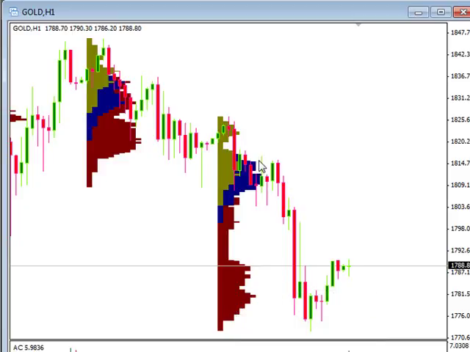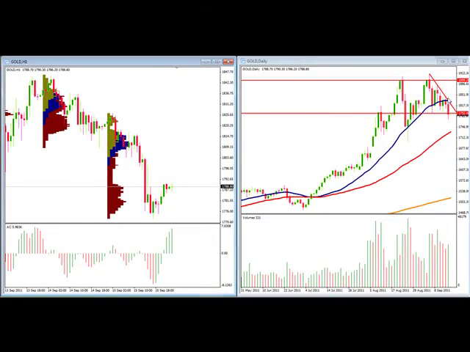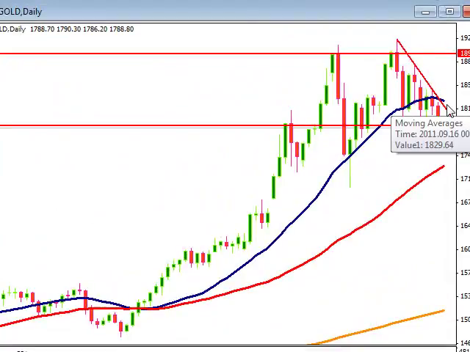You can also see that we may have some trouble getting above 1820, but more importantly, here on the daily, we have our downtrend line that we're watching, we have our support that we're watching, that is a descending wedge, and we'll have to see whether or not the bears or the bulls will break us out of this range.